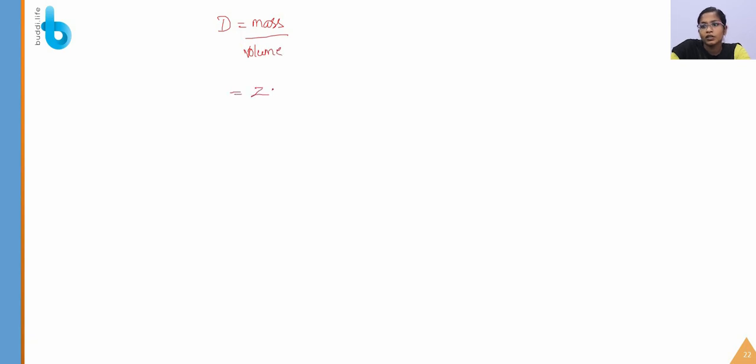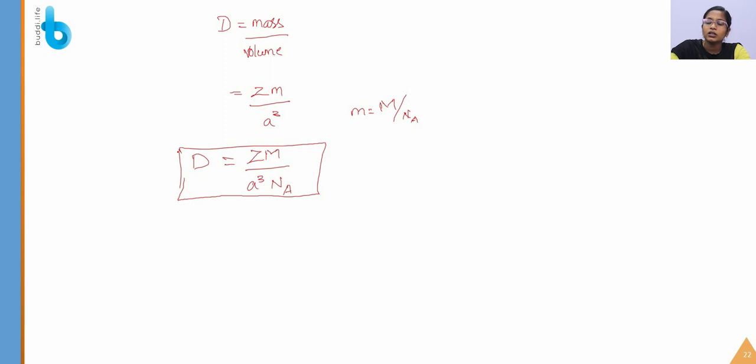So the mass of the unit cell is Z into m. The volume of the unit cell is equal to a cube, and the mass m is equal to what? Molar mass by Avogadro's number, right? So density equals Z into M by a cube into Avogadro number. So this is the formula for the density of a unit cell. Okay. So based on this, you can get many problems. In 3 marks, they can easily ask questions related to density. They can ask questions which are very easy to solve, and you can easily score from this.